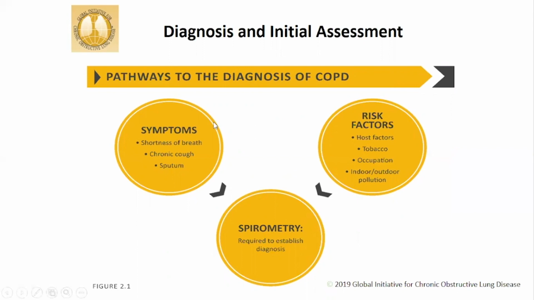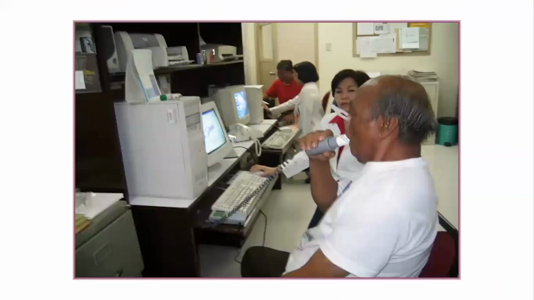Now, how do we assess and diagnose this illness? First, we start with symptoms. So they have shortness of breath, common sputum production, and then we look into their risk factors, their occupation, their history of smoking, their exposure to outdoor or indoor pollution. If you have these patients and the patient is 40 years and above, it is a must that you have to do spirometry or pulmonary function testing, which is something like this.